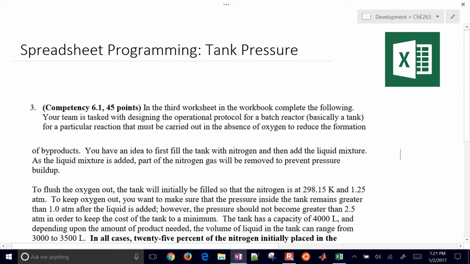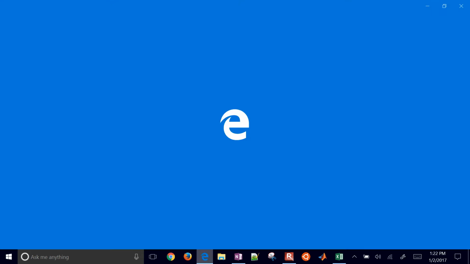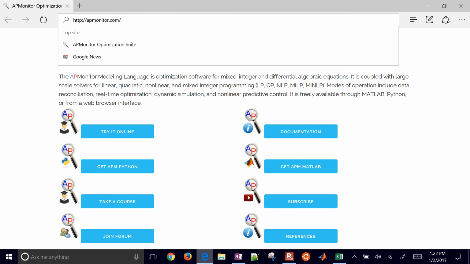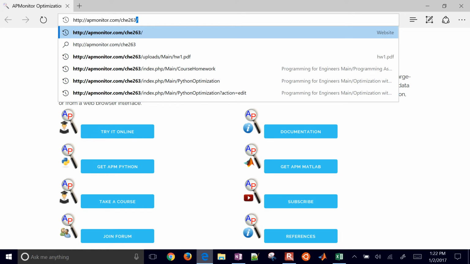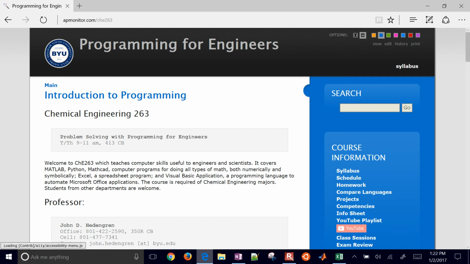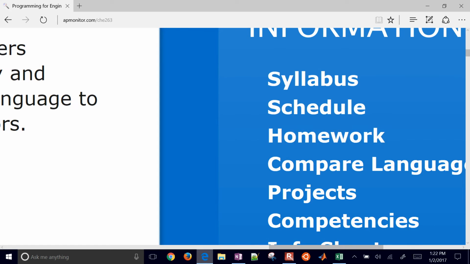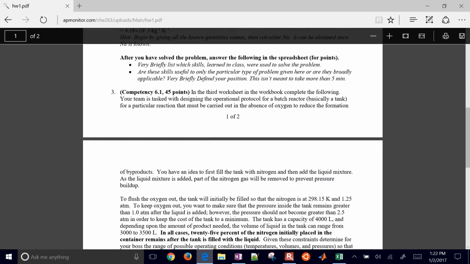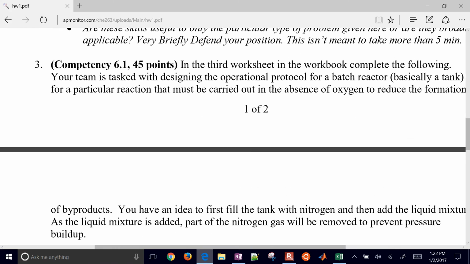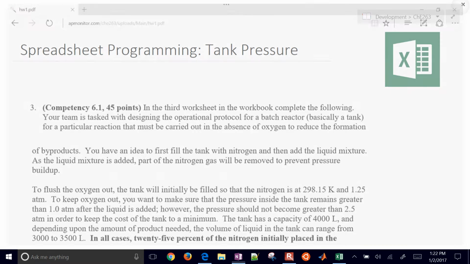Welcome back to Computational Tools for Engineers. We're going to be going over the next problem on Excel, using Excel to do engineering calculations. You can find the course website and this course assignment at CHE 263 on the APMonitor.com website. We're going to be going over the homework, assignment number one, problem number three. So right there is where we're going to be starting.